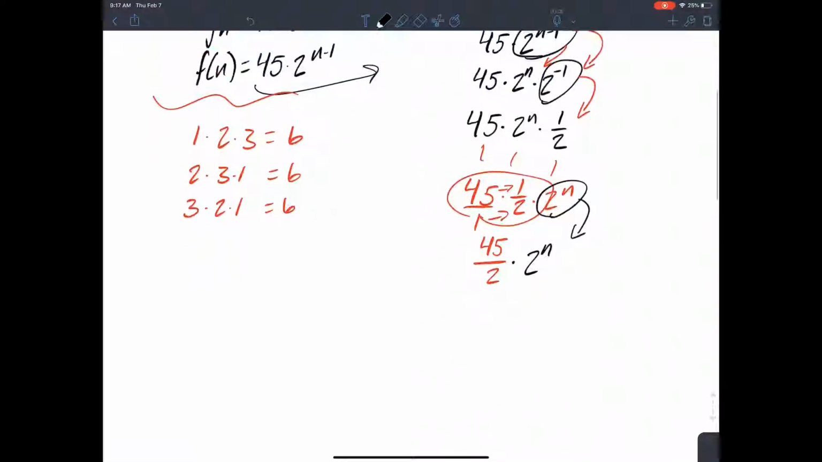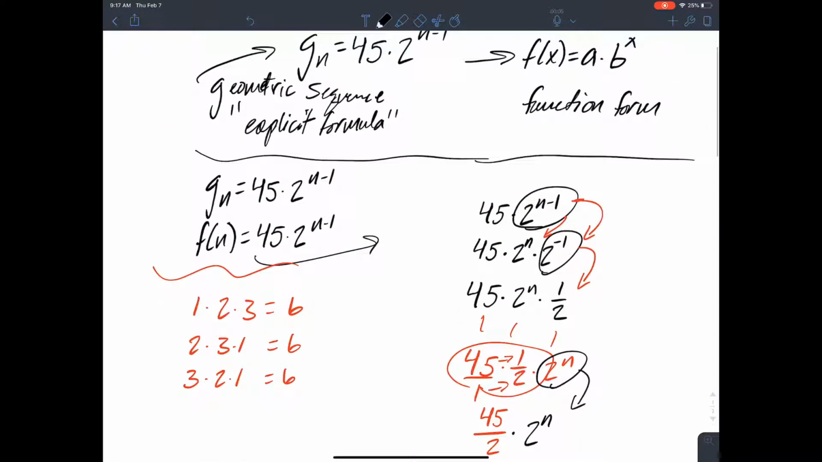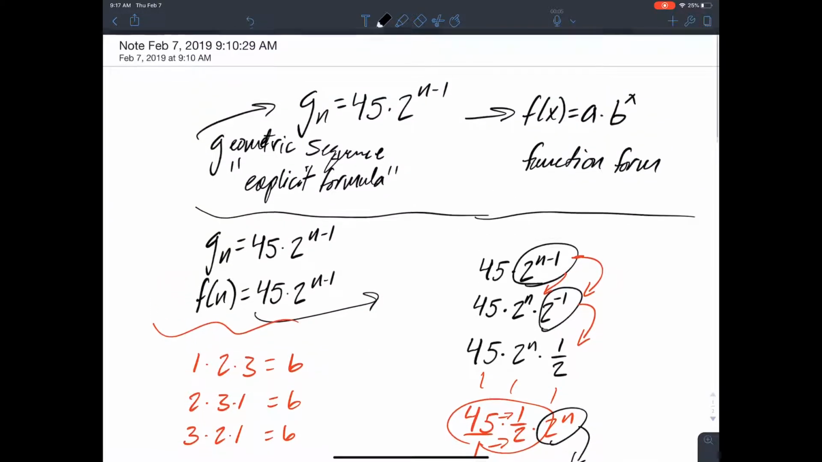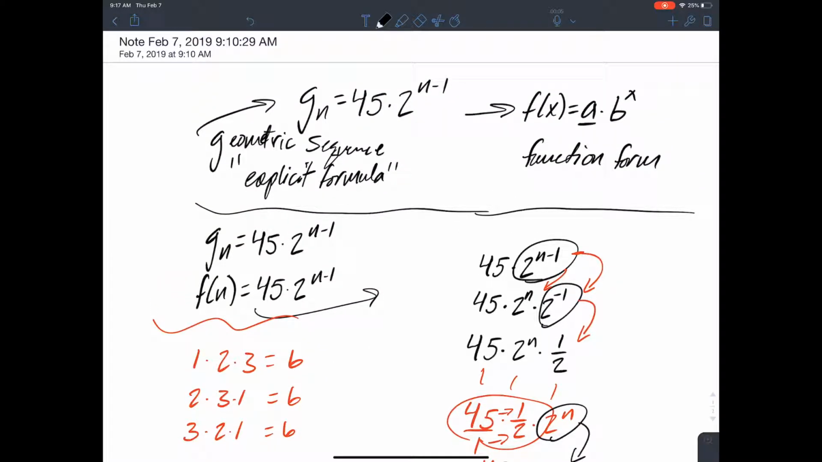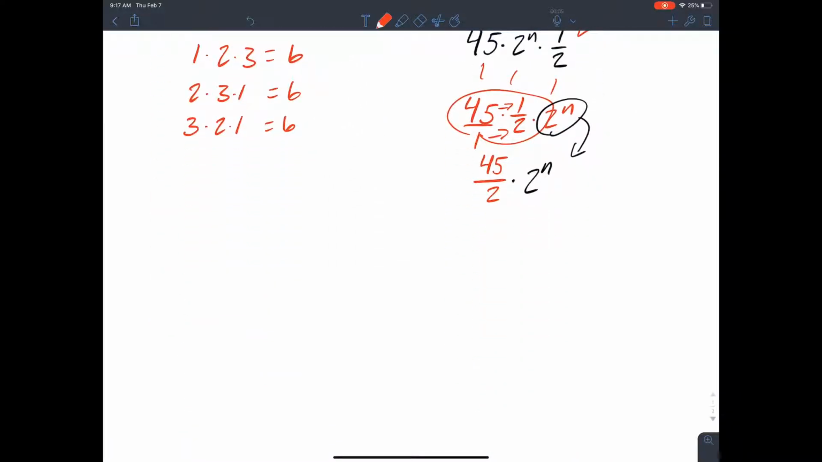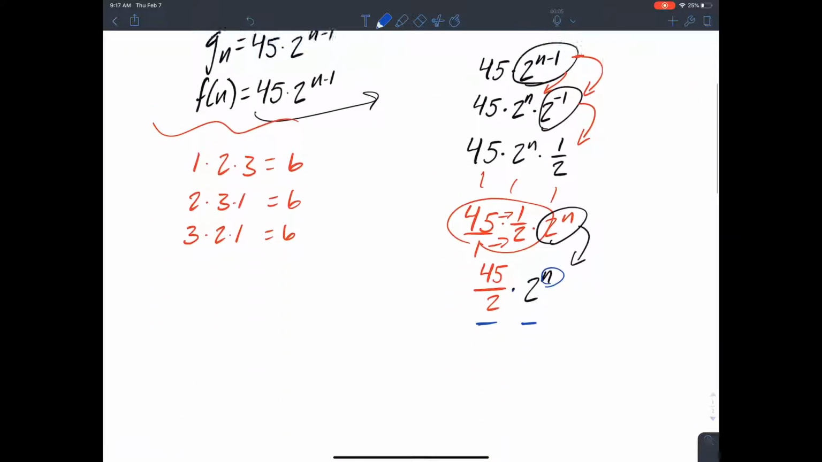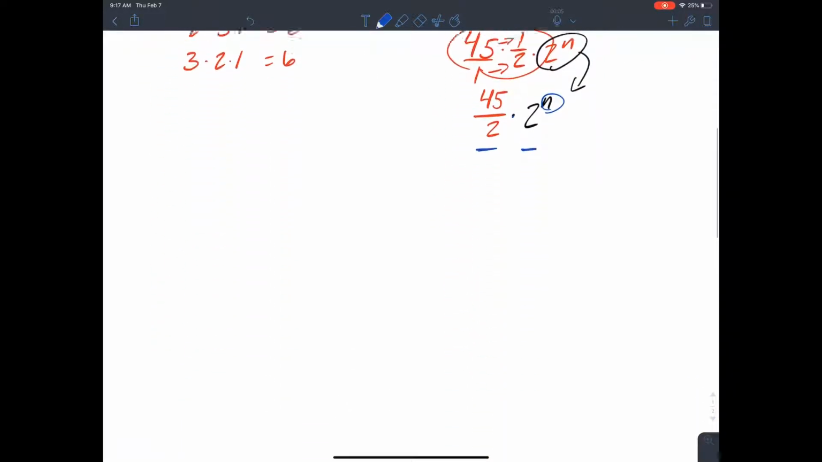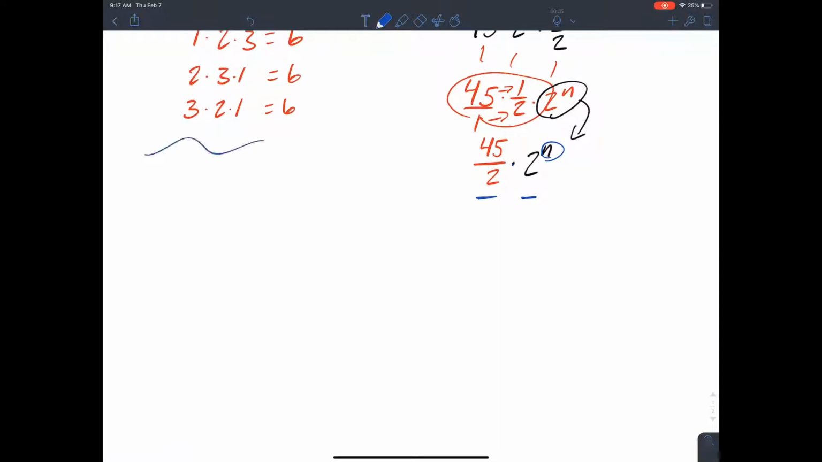So, how do we know we're done? Look at the function form: some number a times some number b to the x power. X and n, you can change it as you please. So we're basically done already.